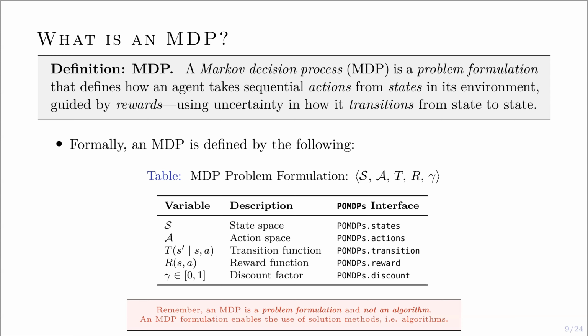We talk about the reward function, which is kind of the core of MDPs, and how when you solve it, it's trying to maximize this discounted reward over time, which leads me to the next thing, which is the discount factor, which is a mechanism to control how myopic or short-sighted your agent is in receiving rewards, or whether it's going to wait for future rewards to come. And a heavy reminder here that an MDP is a problem formulation and it's not an algorithm. An MDP formulation enables the use of solution methods, which we would call algorithms.